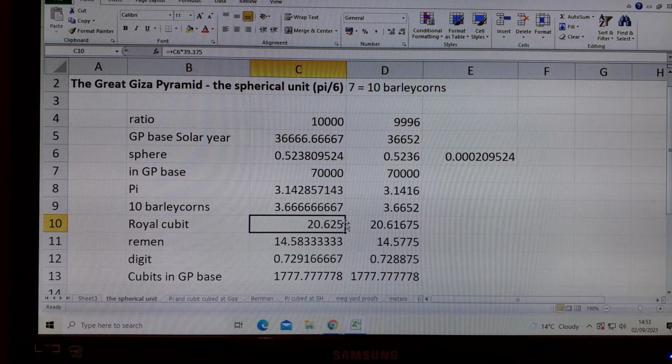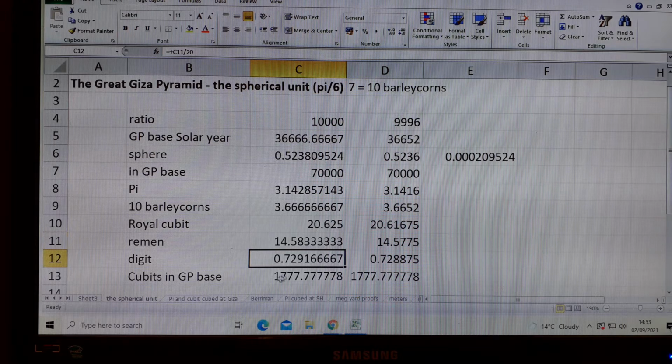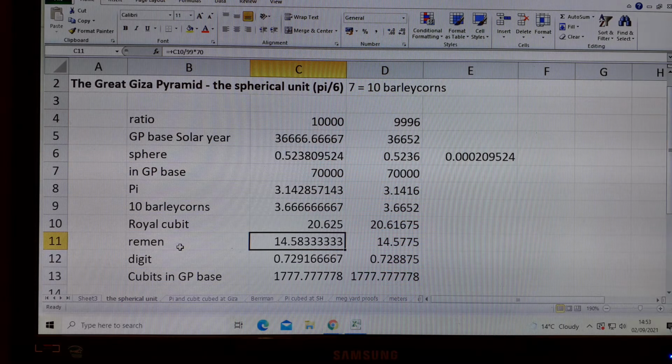And we can work out the Riemann because we divide that by 99 times 70, which is root 2 approximate, that we know the Egyptians were using because Berryman tells us that. And he gives us this digit of 0.7291666. And that times 20 is that. So that's the relationship that we're expecting. 20 digits in a Riemann root 2 royal cubit. Exactly what we're expecting.